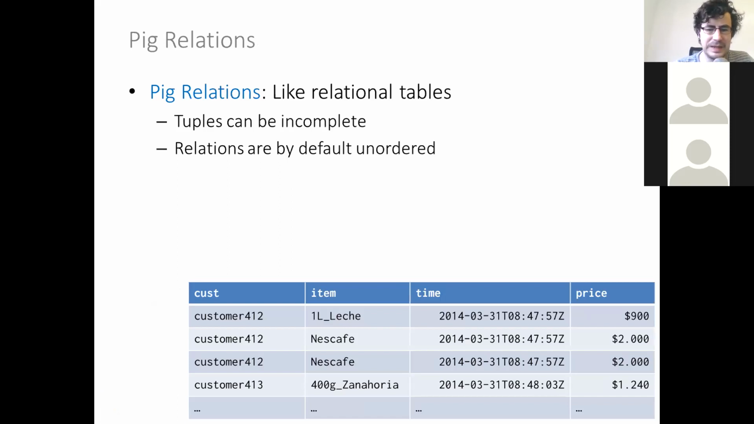So it's relatively intuitive in the sense that we have Pig relations, which are just tables. The tuples can be incomplete, so we can have nulls. And the relations are by default unordered. So they'll usually be read in the same order as they are in the input file, but there's no defined order, let's say. We can order them if we want, like in SQL.